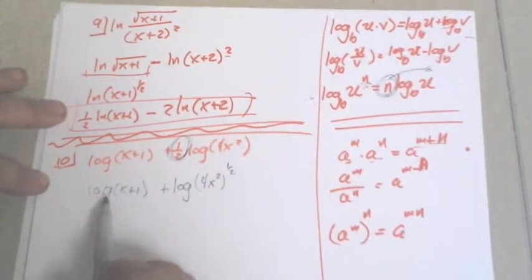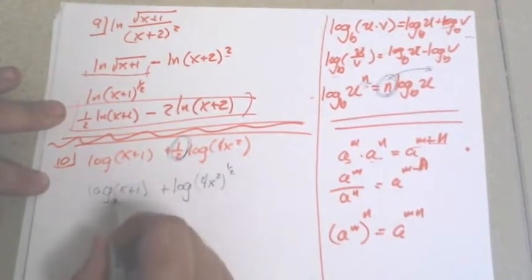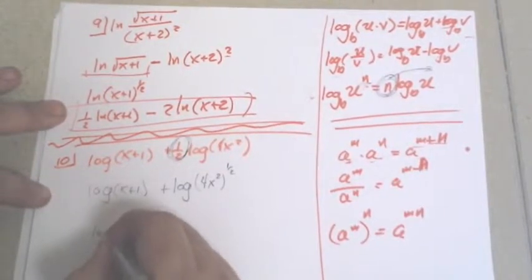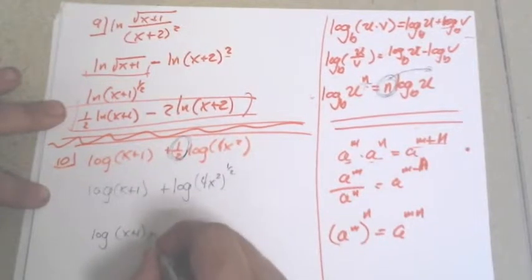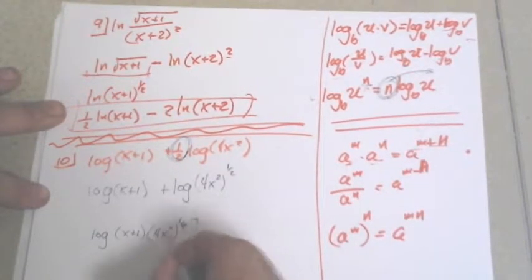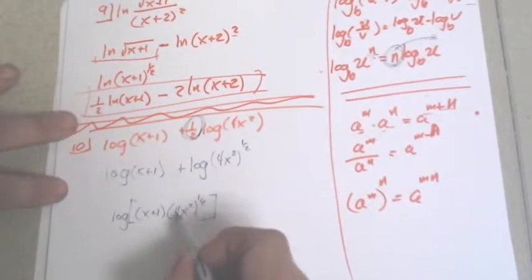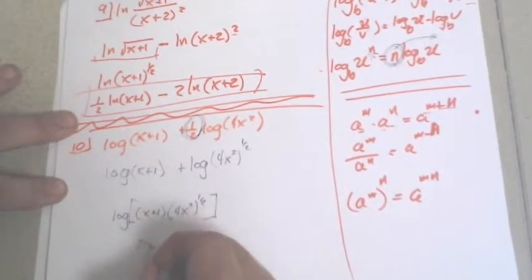Now that we have a logarithm plus another logarithm with the same base, they're both common logs, they both have the same base 10. This is the log of x plus 1, common log of x plus 1, times 4x squared to the 1/2. Now I should simplify this. 4 to the 1/2 power is a 2. x squared to the 1/2 power is an x times x plus 1.